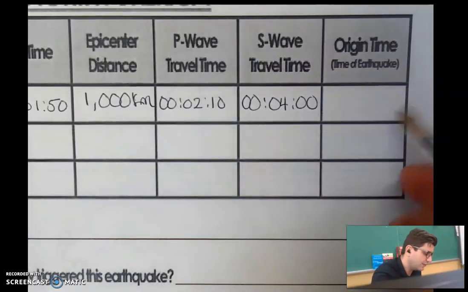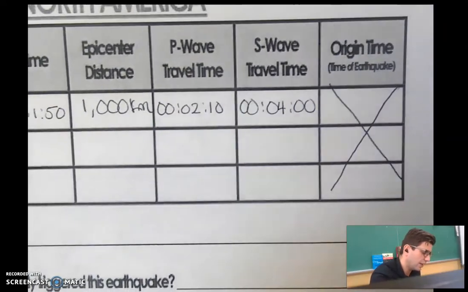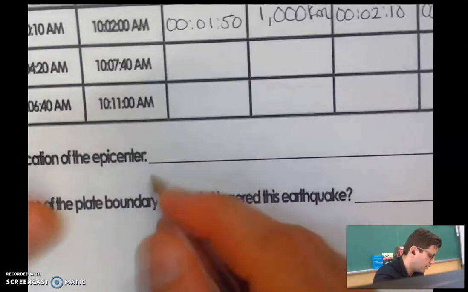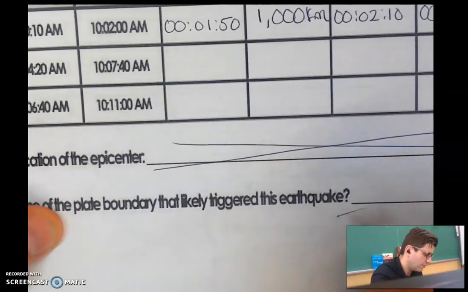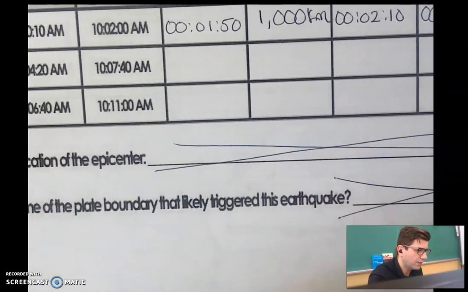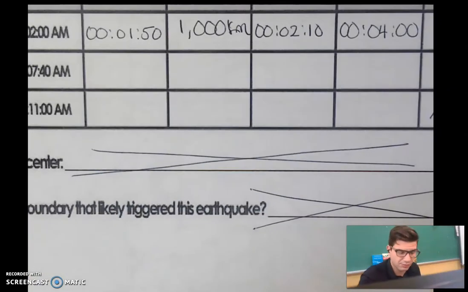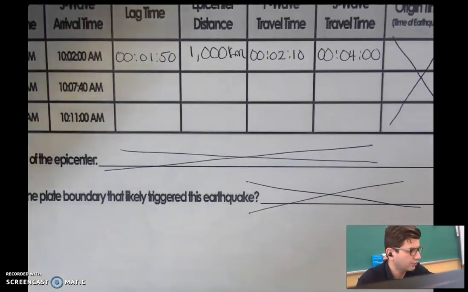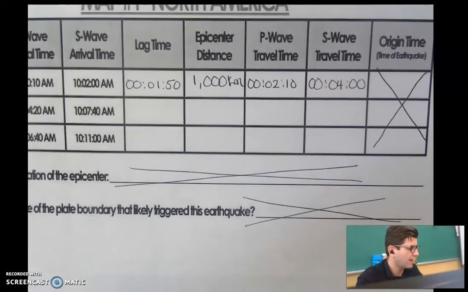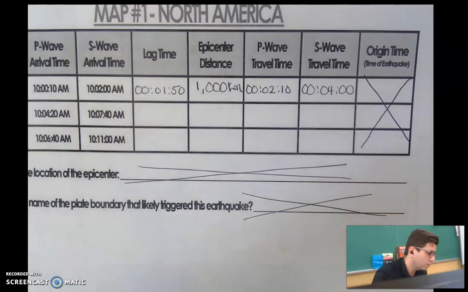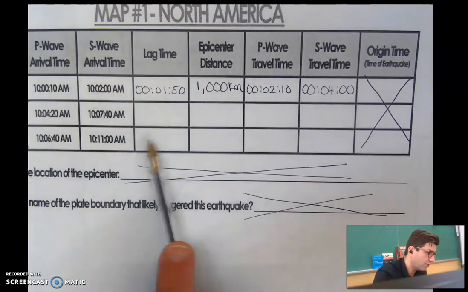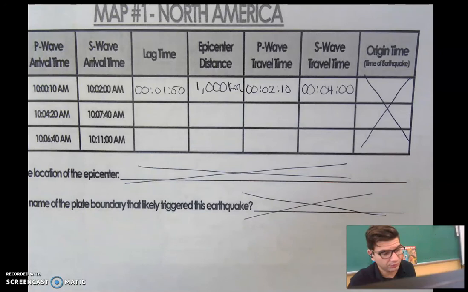For today's activity, I'm going to ask that you leave origin time blank. We do not need to do that. And I do not want you to describe the location of the epicenter or the plate boundary. We're going to be learning about this tomorrow and some other days. So that is what this paper should look like. What you need to do is complete these 4 boxes and these 4 boxes. I'm going to ask that you please make sure that this is turned in at some point this evening. Thank you.